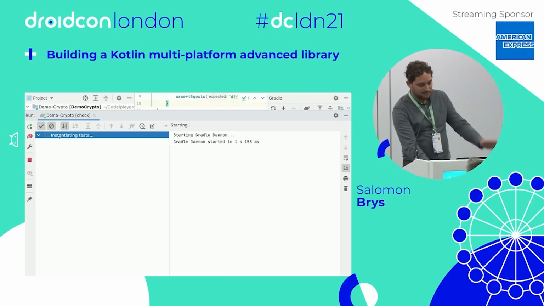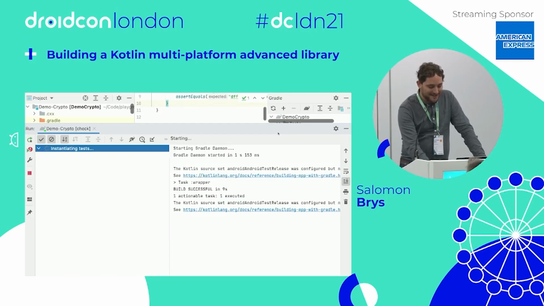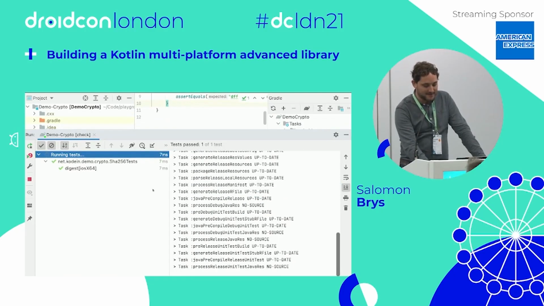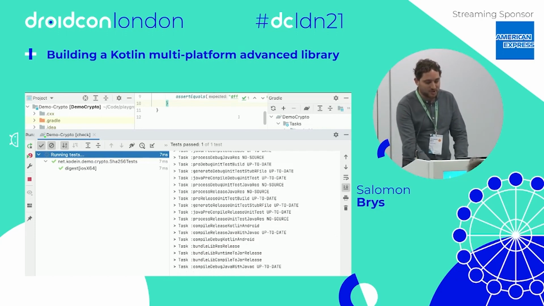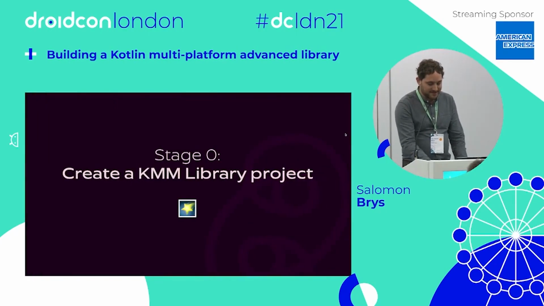Okay, so let's say you believe me, because I don't have a lot of time. So it will compile for iOS. So yeah, it just ran for iOS, and it will run for Kotlin. And yeah, this implementation of SHA-256 is correct, yet I shouldn't be using it. So what's the next stage?